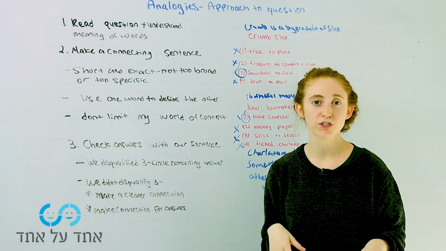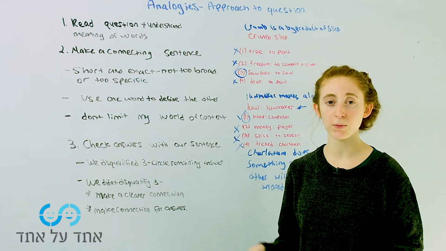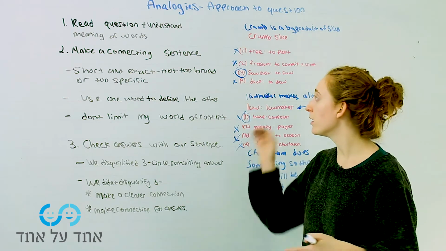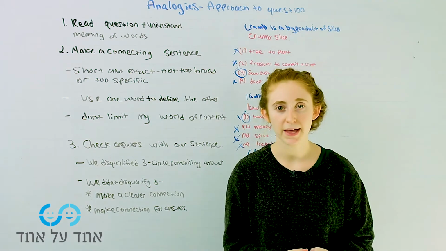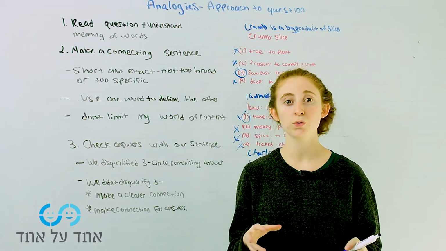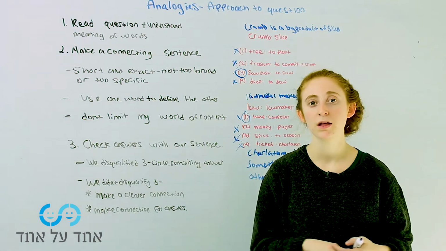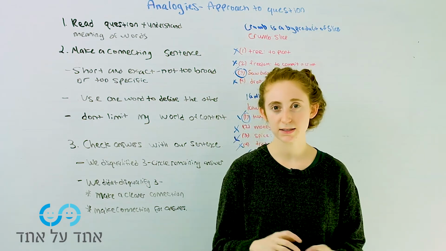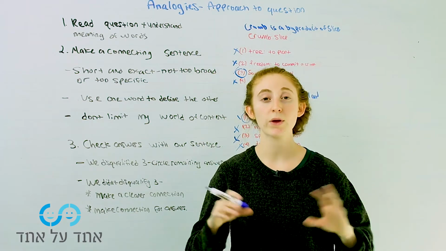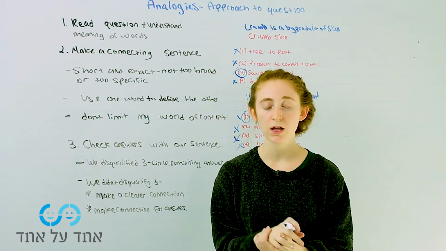Summing up what we do in an analogy question, first we read the question, understand the meaning of the words. Once we've understood the meaning, we try and create a connecting sentence between them. Something I want to say about that, it's really, really important to know how to make an exact connecting sentence. It really saves all of this trouble. However, when you're under time, it's not good to waste a minute trying to find the exact sentence that's true.